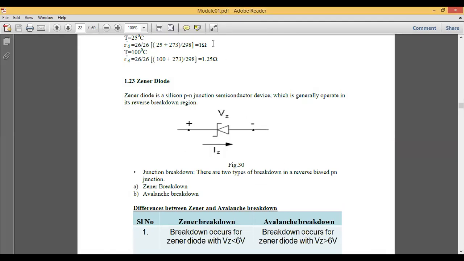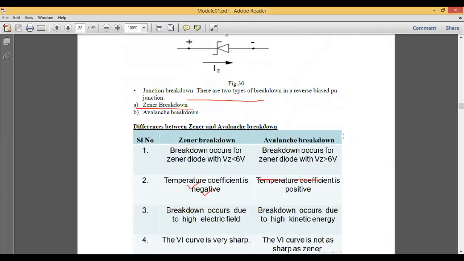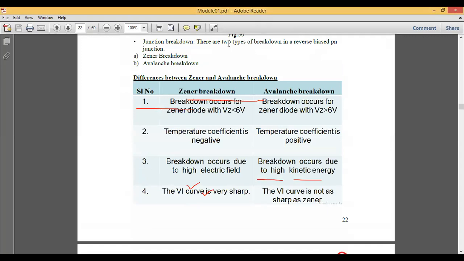So the Zener diode is basically a PN junction similar to a PN junction diode, but the only difference is it operates under reverse breakdown. In a Zener diode, two types of breakdowns are possible under reverse bias: one is Zener breakdown and another is avalanche breakdown. Now, what do we mean by Zener breakdown and avalanche breakdown? Zener breakdown occurs with a Zener voltage less than 6 volt, and avalanche breakdown occurs for a Zener diode with a Zener voltage greater than 6 volt.